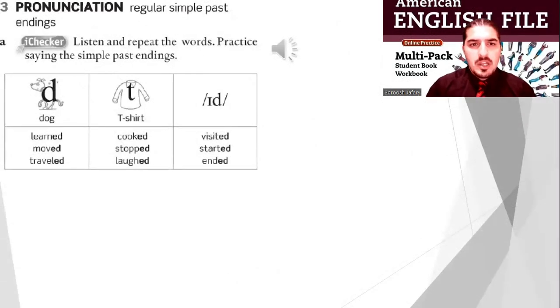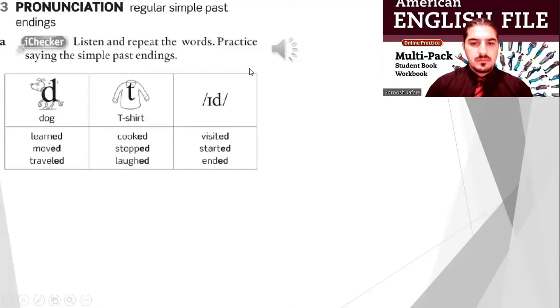Pronunciation. Regular simple past endings. For example, learned ends with a d sound. T, like t-shirt: cooked, stopped, laughed. Id: visited, started, ended. Listen and practice.